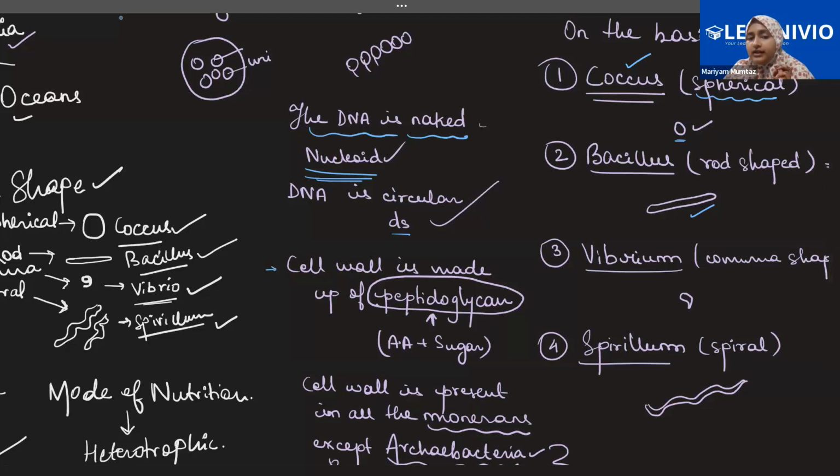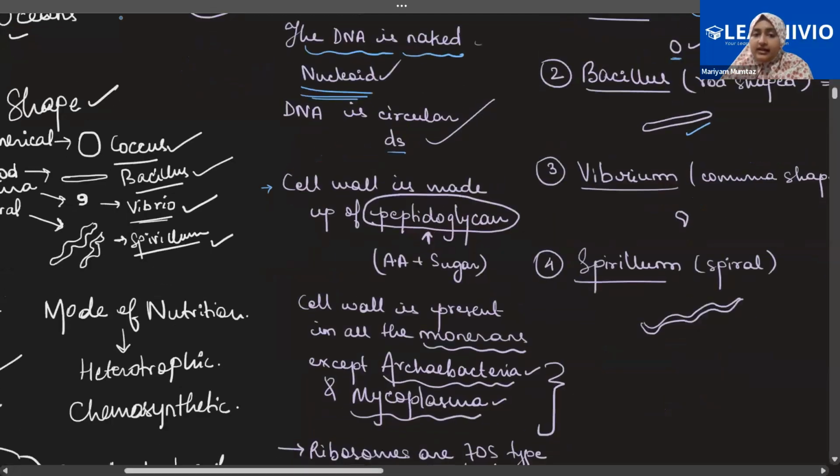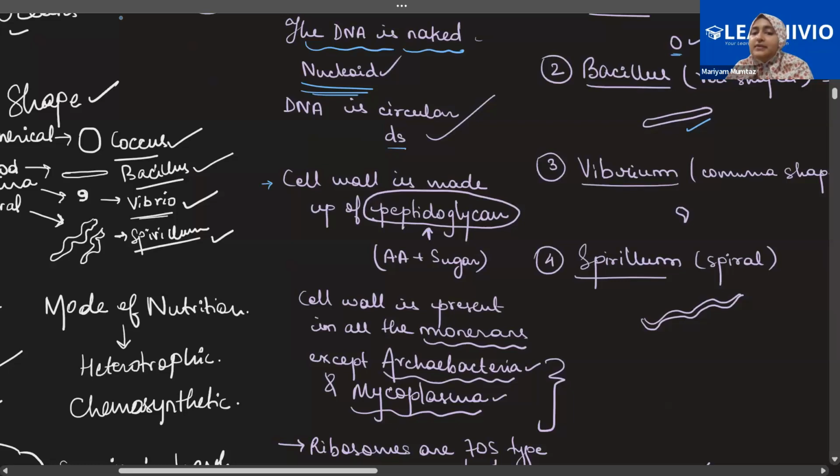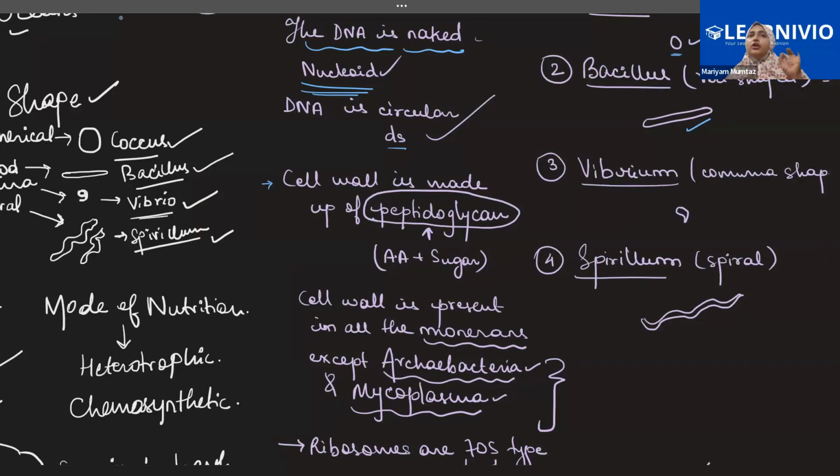The cell wall is present in the kingdom Monera and it is made up of peptidoglycan. Just like the cell wall of the plants. Do you know what the cell wall of plants is made up of? Plant cell wall is made up of what? Tell me.